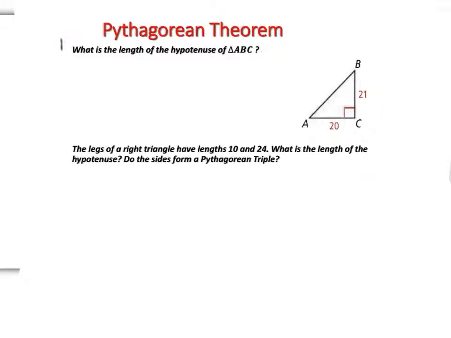Here we have two problems, 1 and 2. For the first problem, it says, what's the length of the hypotenuse of triangle ABC? So here's triangle ABC. We're looking for the hypotenuse, x.